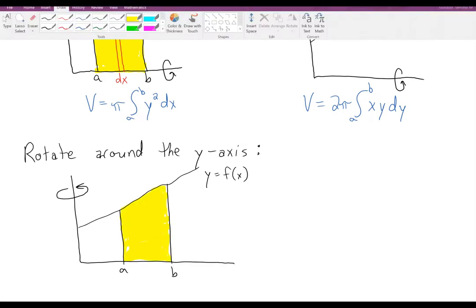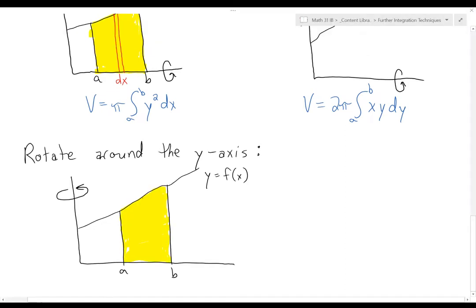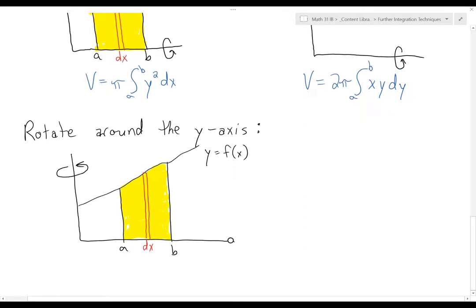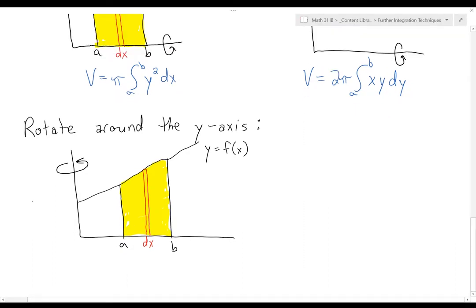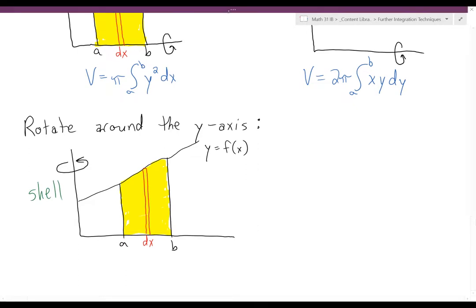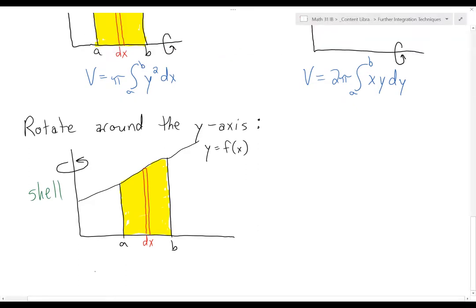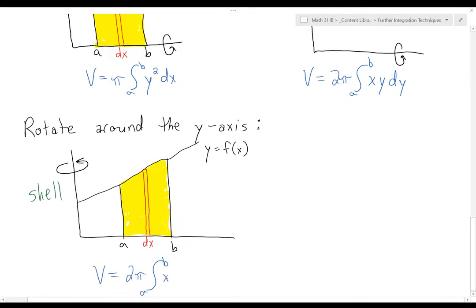If I'm using dx here as a vertical slice, but I'm rotating parallel to that axis, then this is a situation where I would use shells. In other words, the volume is going to be 2 pi times the integral from a to b of xy dx.